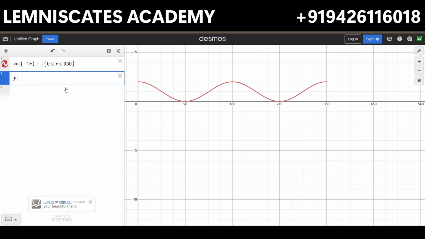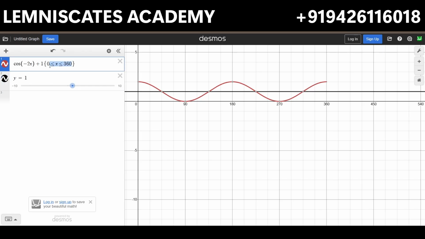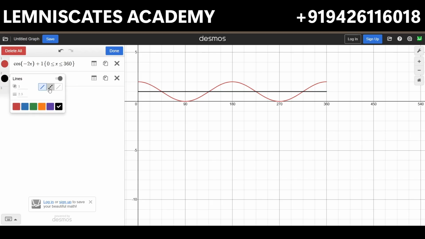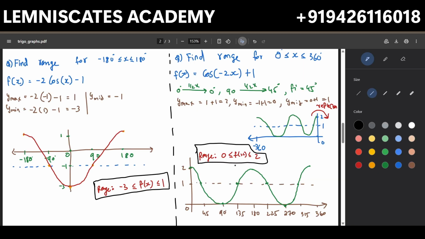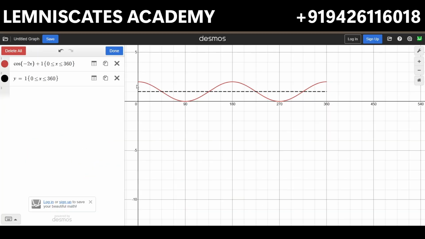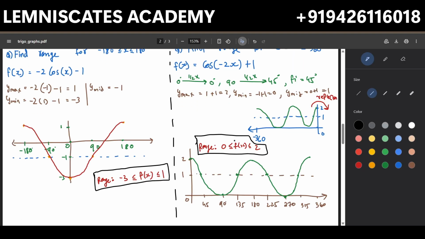You can draw y is equal to 1 for the middle line if you like, and convert this to a dotted line. So yeah, 1 cycle and 2 cycle. This is exactly what we had got. The maximum value must be at 2, minimum value must be at 0. So yeah, range is going all the way from 0 to 2. That is the answer for this question.